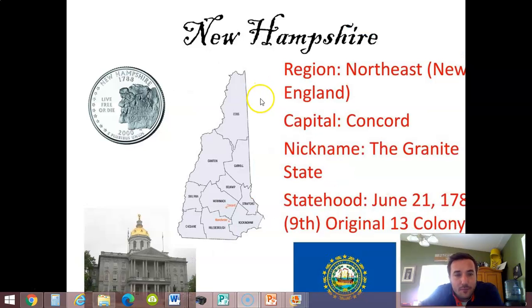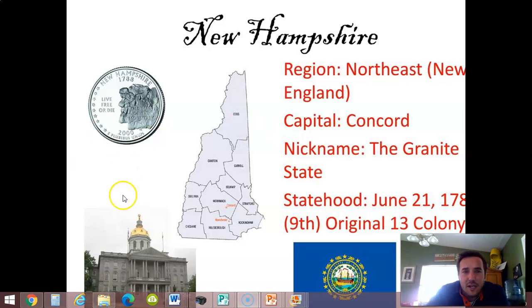Here's New Hampshire. Here's the state capital building of New Hampshire. There's the capital city of Concord. Manchester's kind of a bigger city, but again, really a small state. Not a lot of people, and this is called the Granite State, is their nickname.